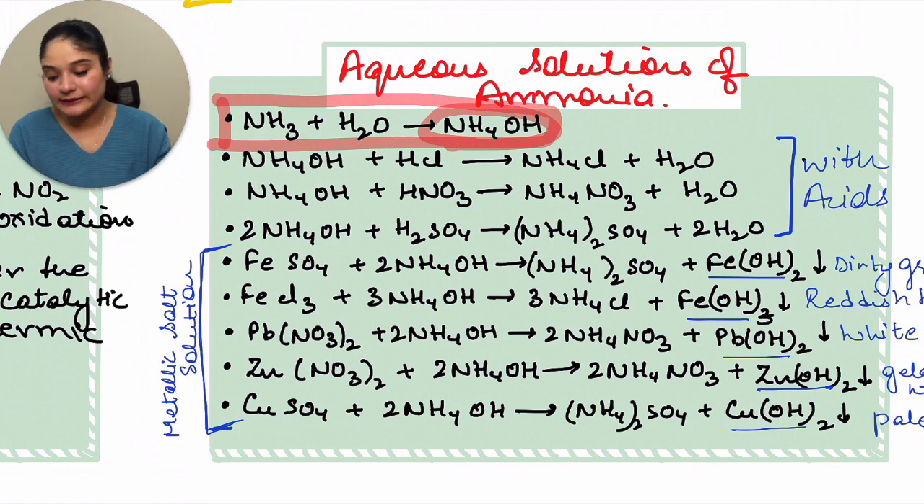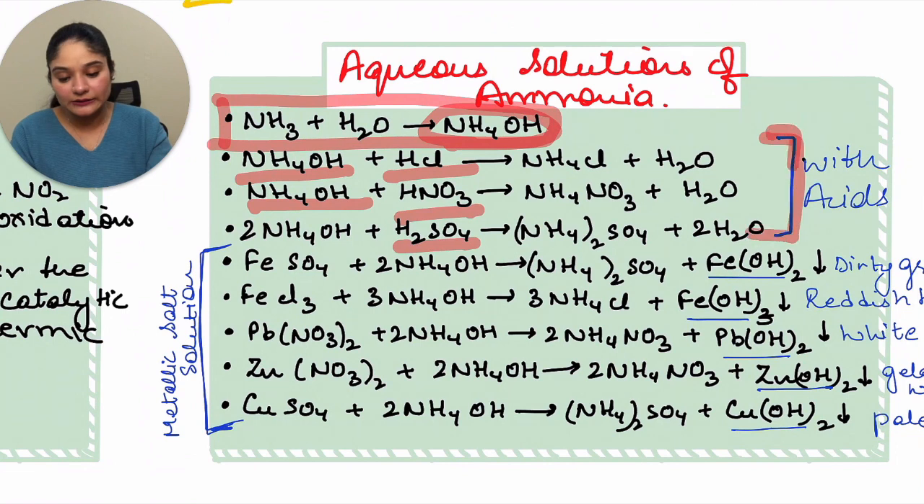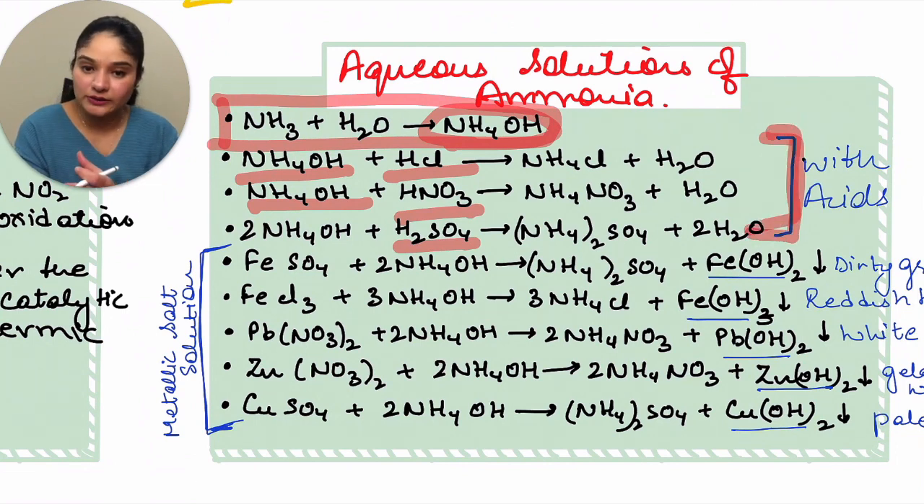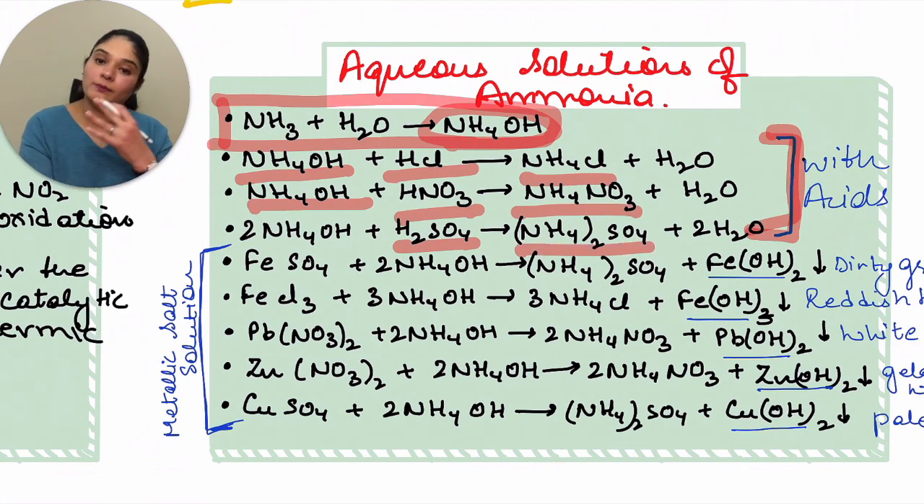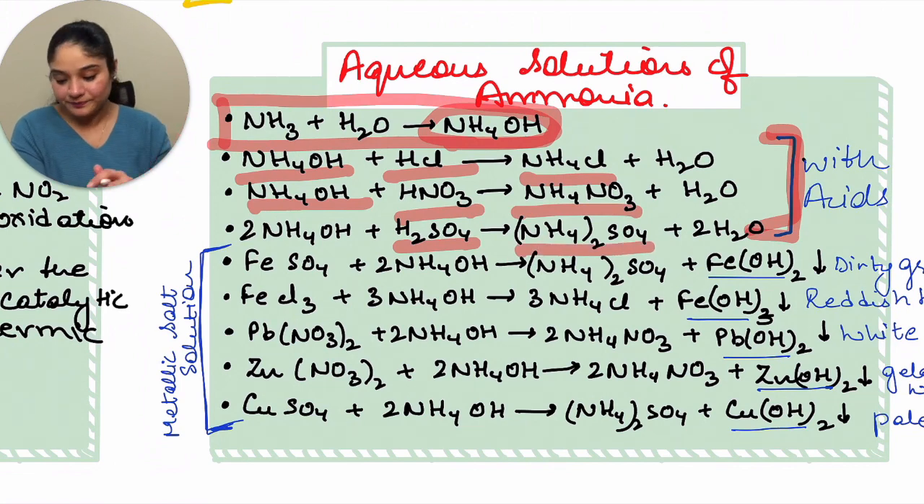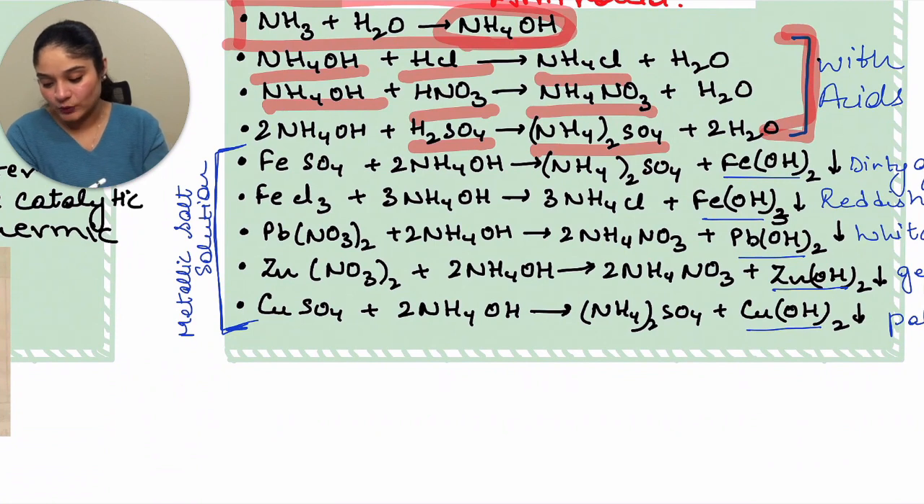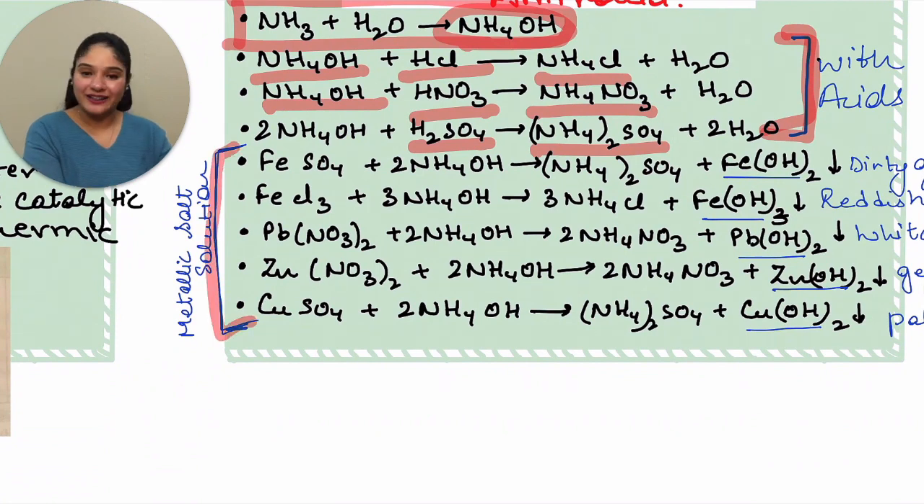Okay, let's start with the acids. So ammonium hydroxide reacting with HCl, HNO3 and H2SO4. These are the three reactions with acids. So when ammonium hydroxide is reacting with HCl, you will end up getting a salt plus water. So NH4Cl, NH4NO3 and (NH4)2SO4 plus water. Very simple. The next ones that you see right here are from analytical chemistry.